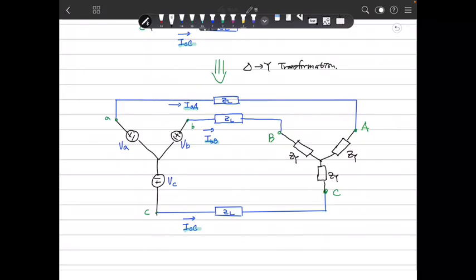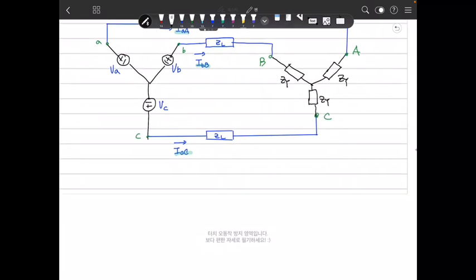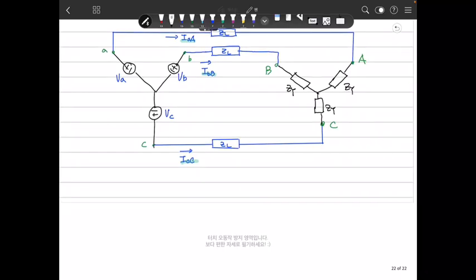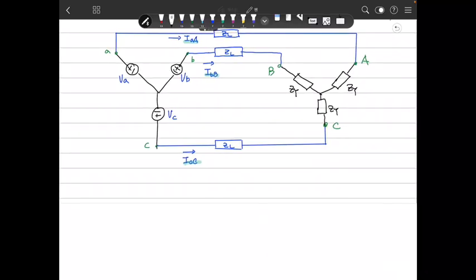Then the problem is, if the load is balanced, then GY is 1/3 G delta. Then we can transfer the circuit like that. Because when this is a balanced source, then we can change. We already discussed about how to solve this circuit. Then, fortunately, if the source is balanced, the circuit can be more simplified in this manner.